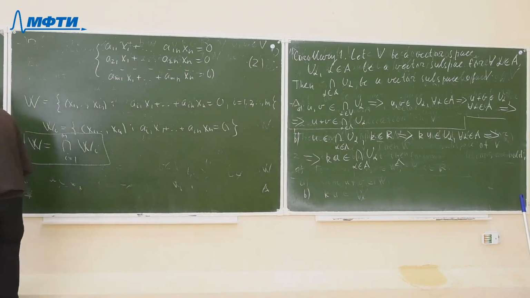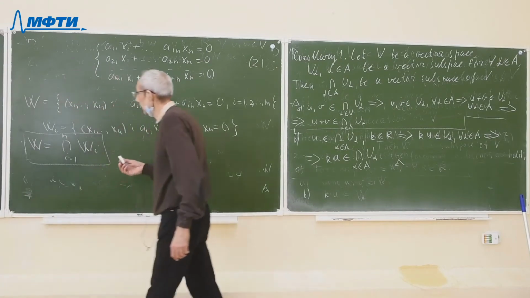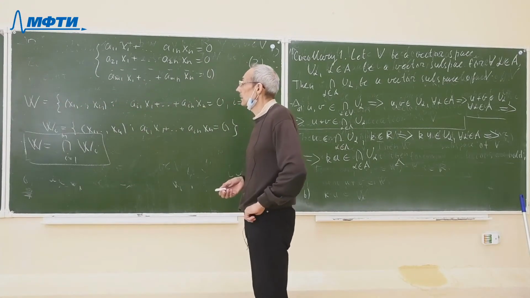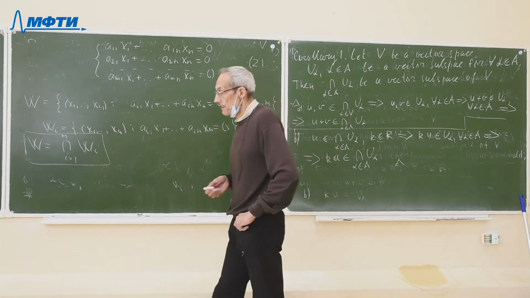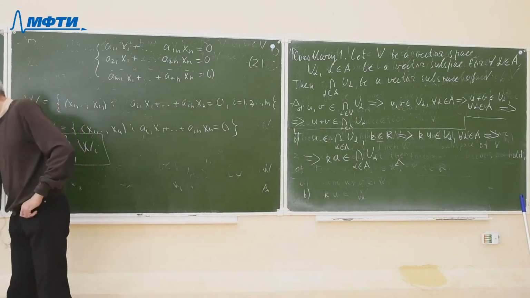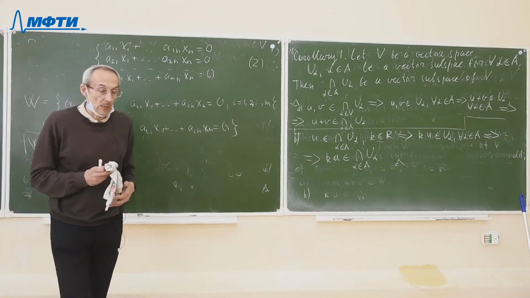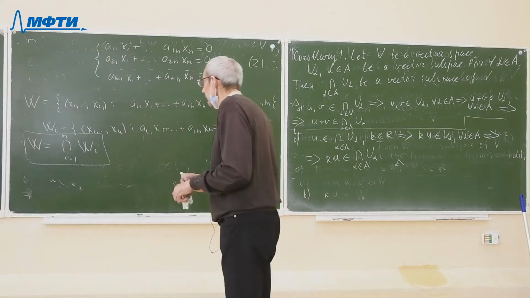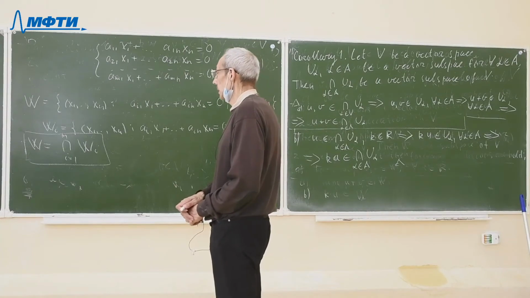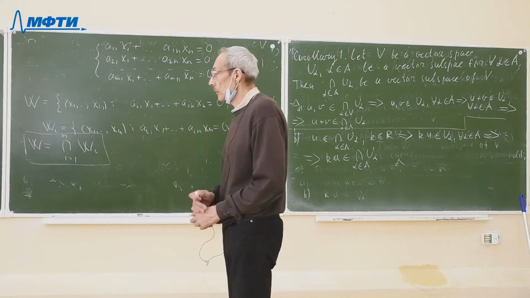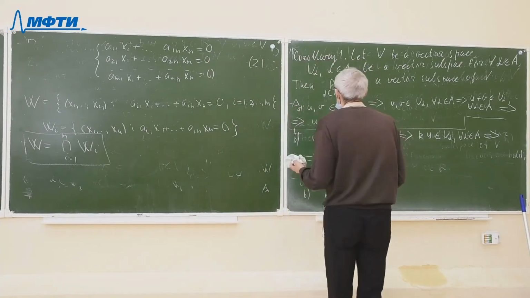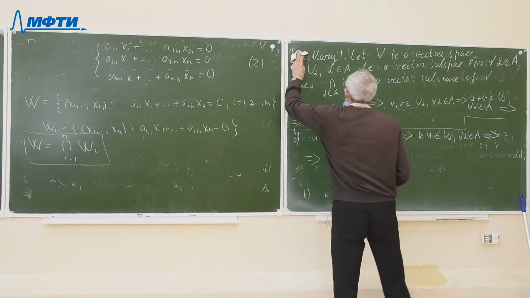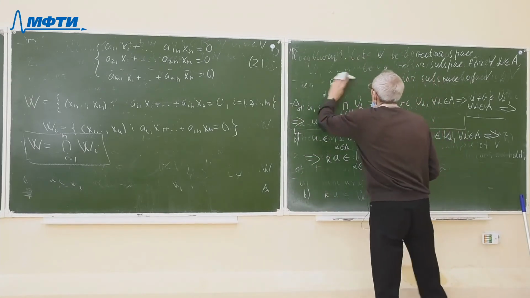And natural question, how to describe this subspace. We have some sort of description of the vector subspace. I recall that notion of linear span of the some vectors.